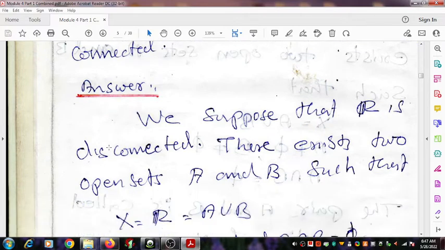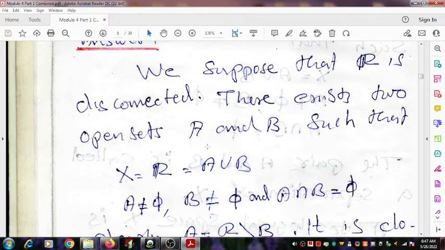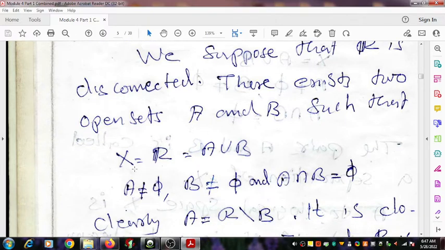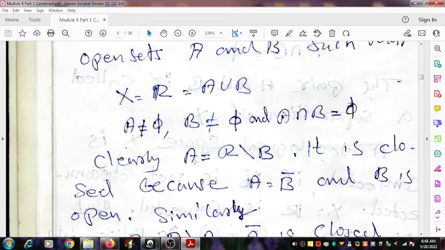Let's suppose that R is disconnected. Then there exist two open sets A and B that make the disconnection of the topological space X equal to R, that is R equal to A union B, with A non-empty, B non-empty, and A intersection B empty. Clearly, we can write A equal to R minus B, the complement of B.